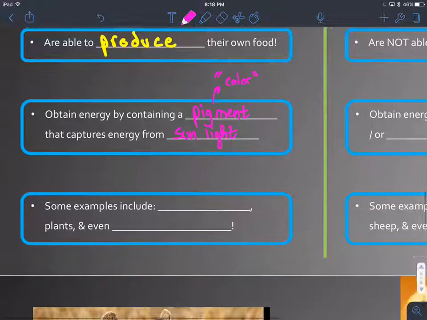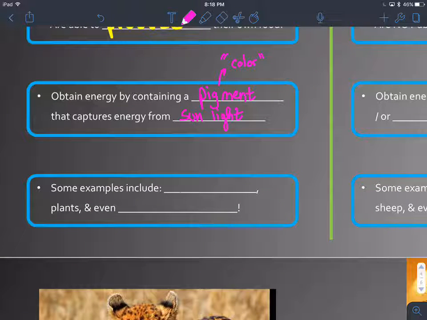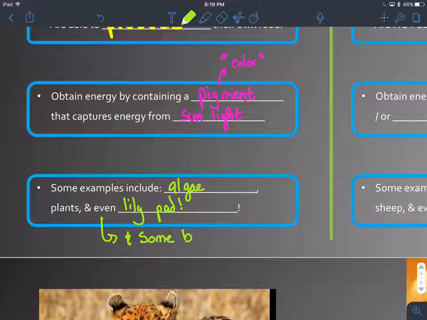Okay, and different examples of this include different types of algae, plants, and we can even see something like a lily pad, okay, that is actually able to obtain energy from the sun and use it as food. One more is actually some bacteria. That's right. Some bacteria actually get their energy from the sun.